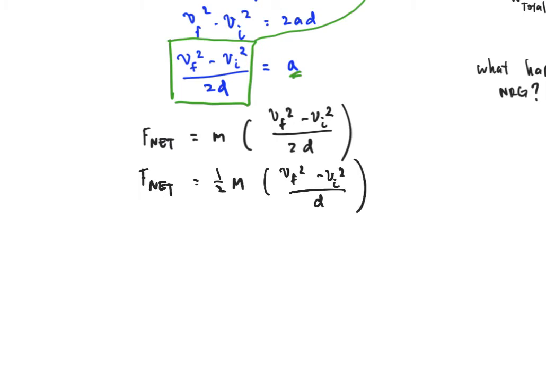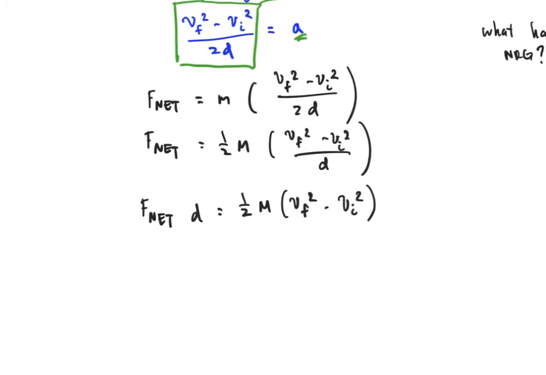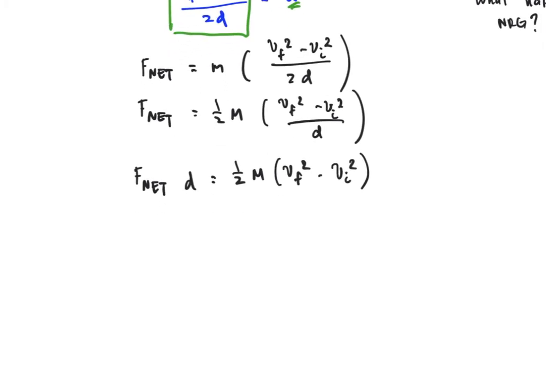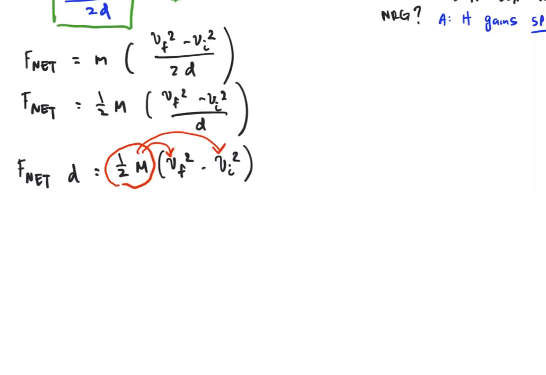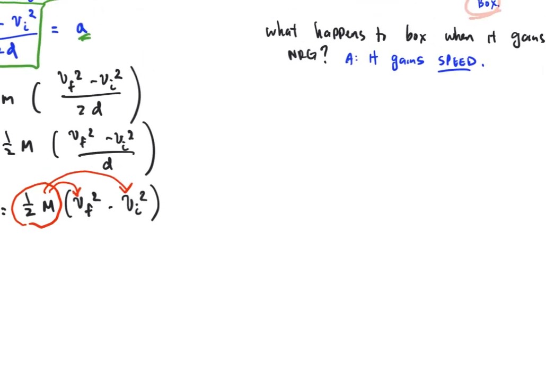And then the next thing I'm going to do is multiply both sides by d, and I get F net times d equals 1/2 m times v final squared minus v initial squared. And then maybe I'll do one more thing, which is I'm actually now going to go ahead and distribute the 1/2 m. I'm going to distribute it to both terms in the parentheses here, and that's going to give me a final equation, which maybe now I'll actually write over here.